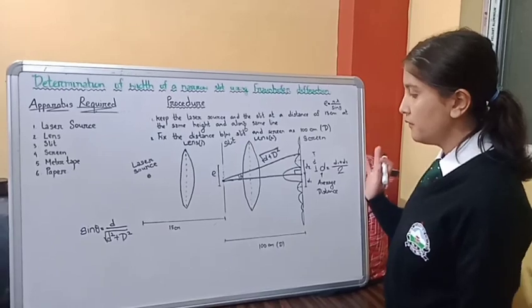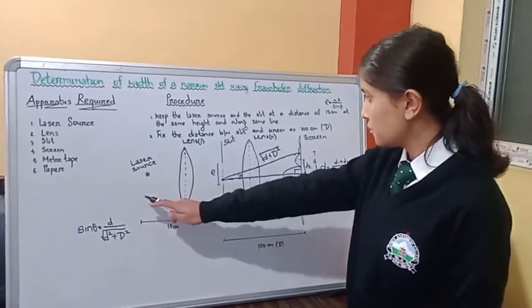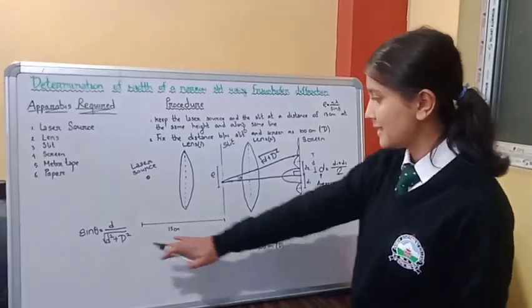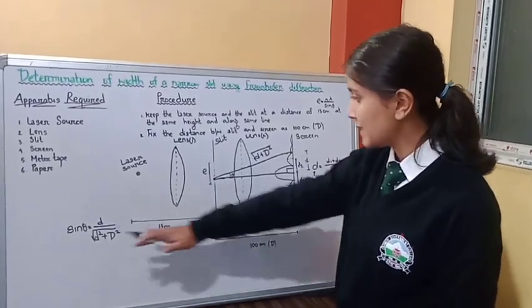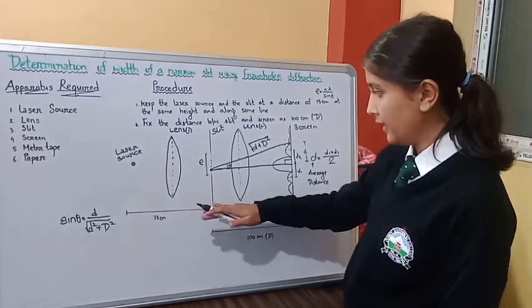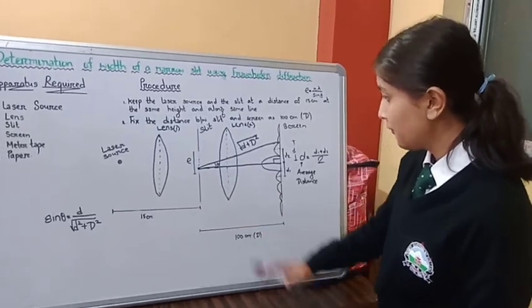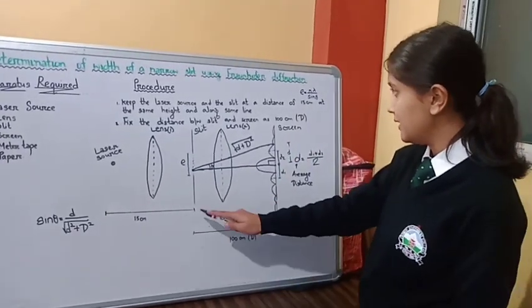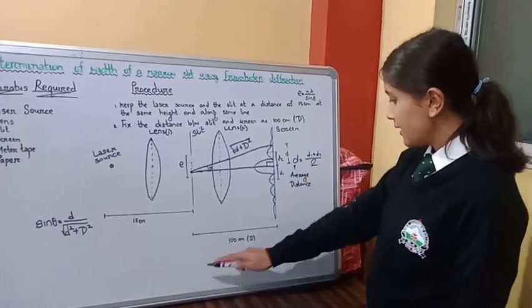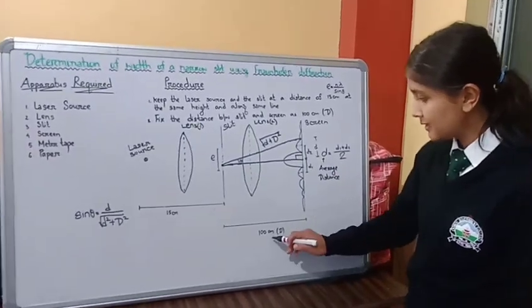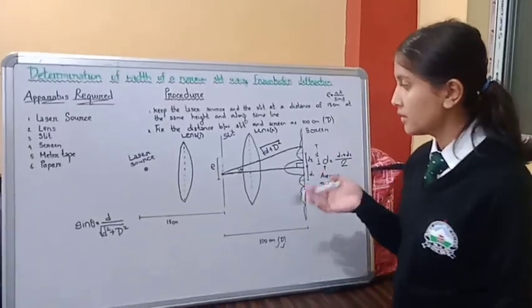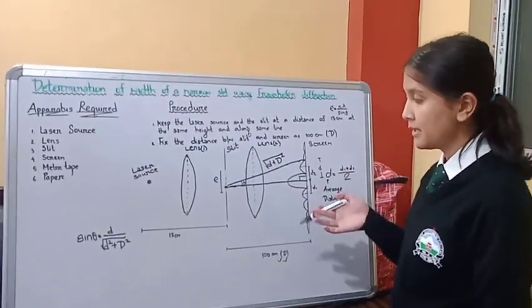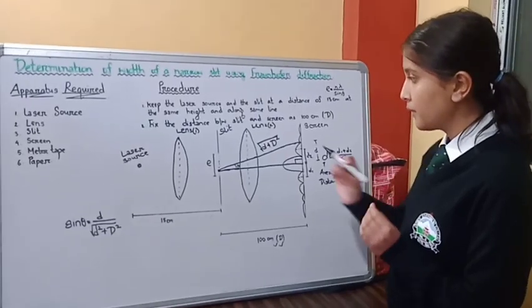For the procedure, first we keep the laser source and a slit at a distance of 15 cm along the same line and at the same height. After doing that, we fix the distance between the slit and the screen as 100 cm, and this is distance D.